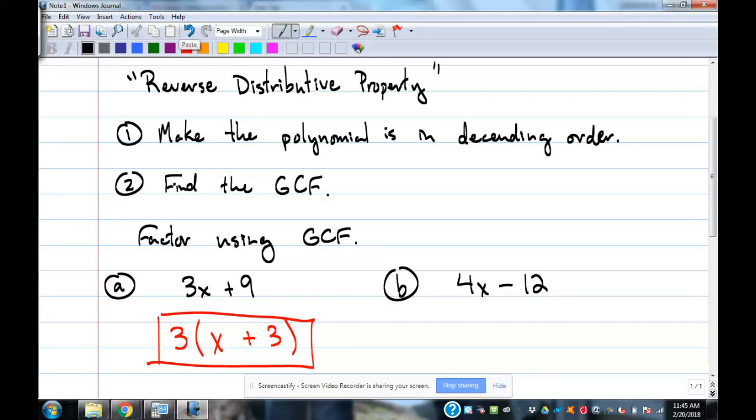3 goes into 12, but it doesn't go into 4. 2 goes into 4. Does 2 go into 12? Yeah. Is there anything bigger than 2? 4 goes into itself and 4 goes into 12. That's bigger than 2. So we're looking for the greatest common factor. So you pick the biggest one. 4 is the biggest one that goes into both of them. So our GCF is 4. What would be left in the parentheses?